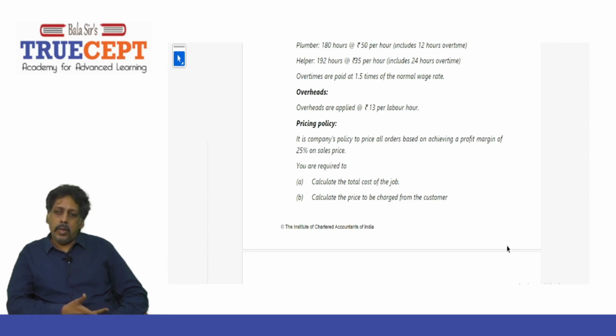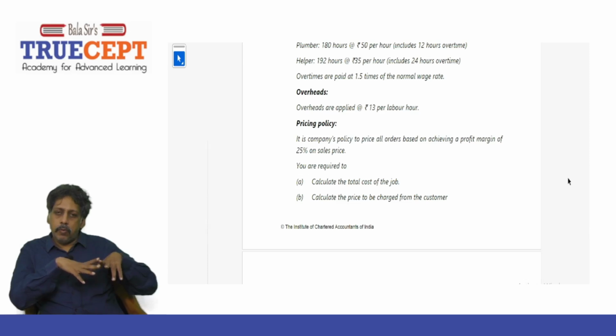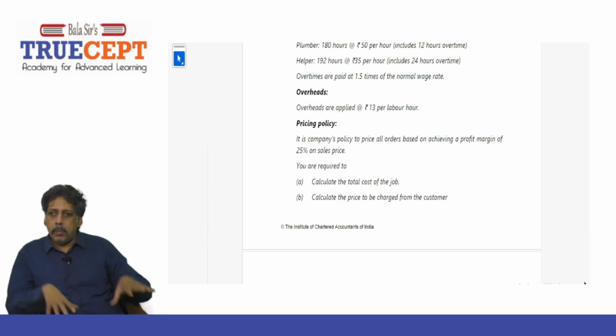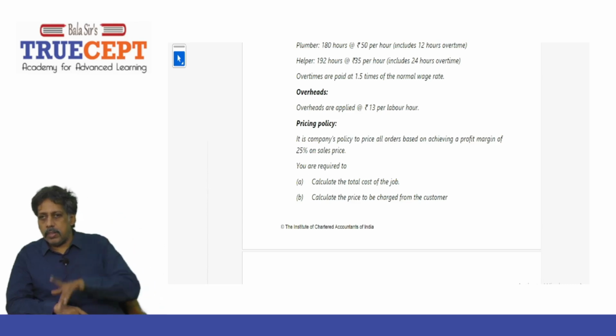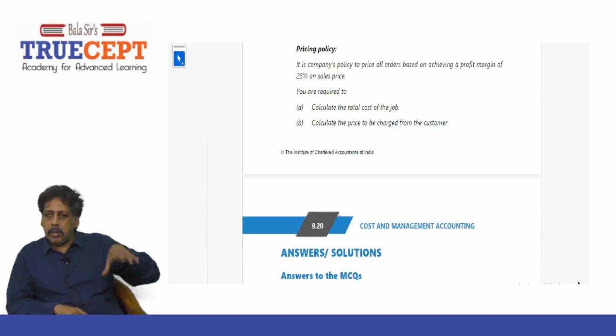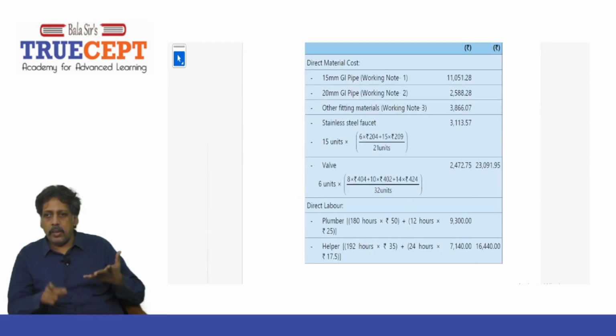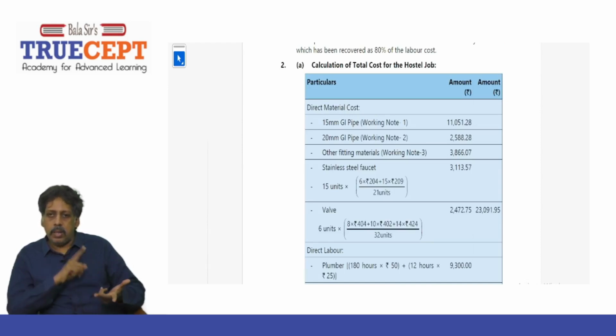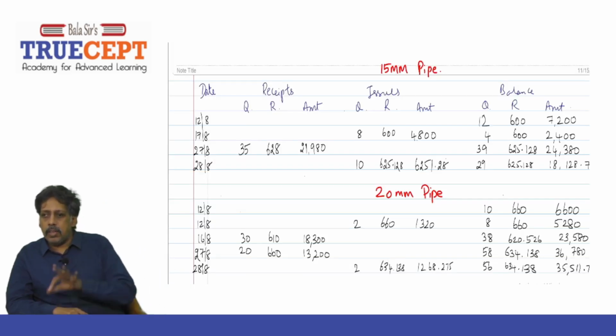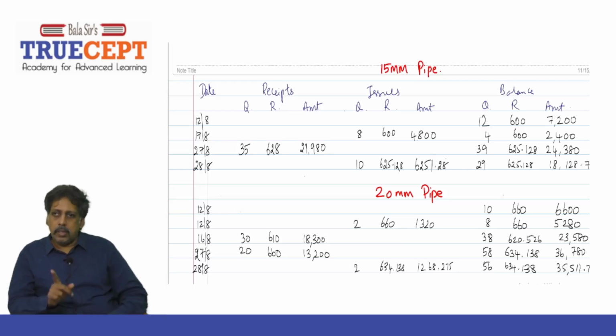Now let us go ahead and take on the solution. But first, let's make a proper working note for the 3 important materials: 15 mm, then 20 mm, and other fitting materials. I haven't done a detailed working note for the stainless steel faucet and the valve; we can see that from the solution itself. I made an elaborate chart for these 3 items of materials. Just refer to these 3 workings and then we'll pause the recording.